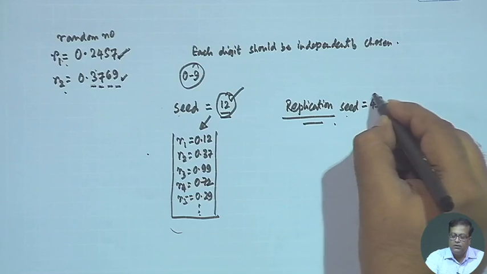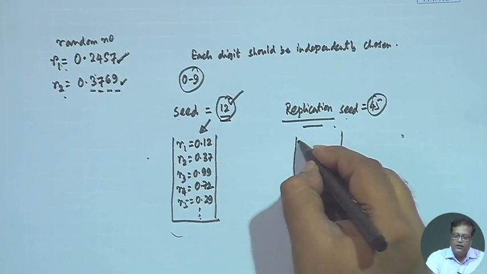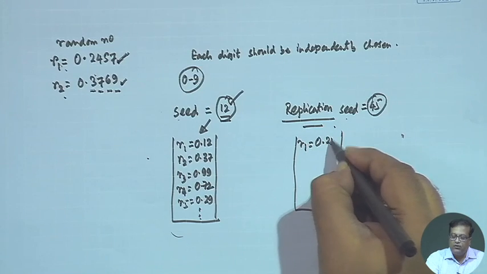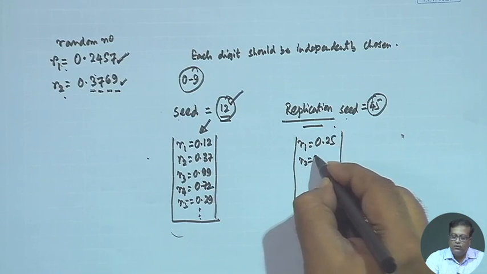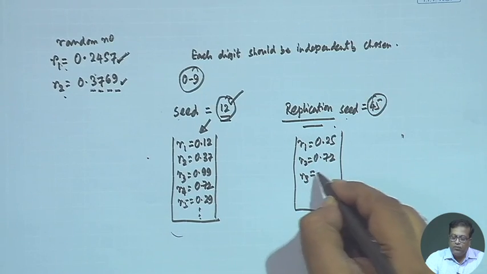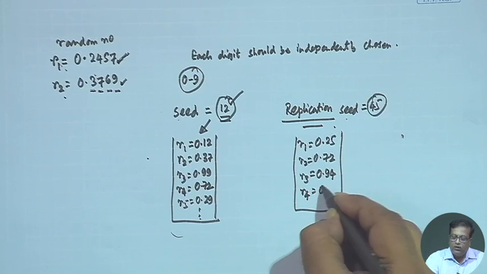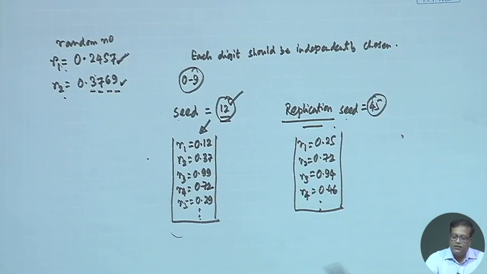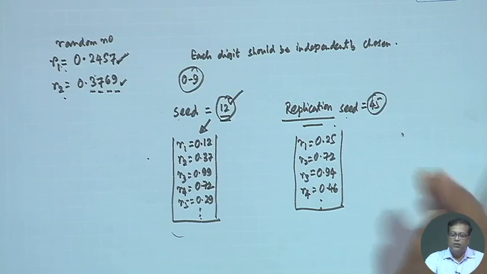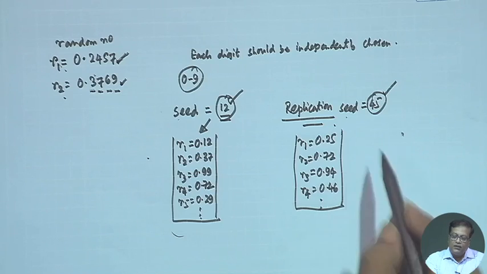So, the moment we use another seed, then we get a completely different set of random numbers, maybe r1 equal to 0.25, r2 equal to 0.72, r3 equal to 0.94, r4 equal to 0.46, etc., etc. So, you see we get another set of random numbers when we change the seed. Is it all right? Why is this happening?